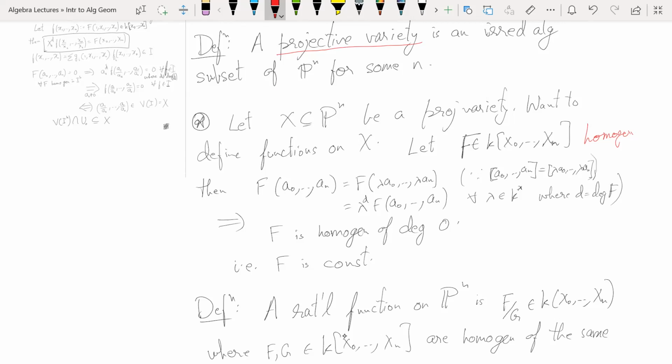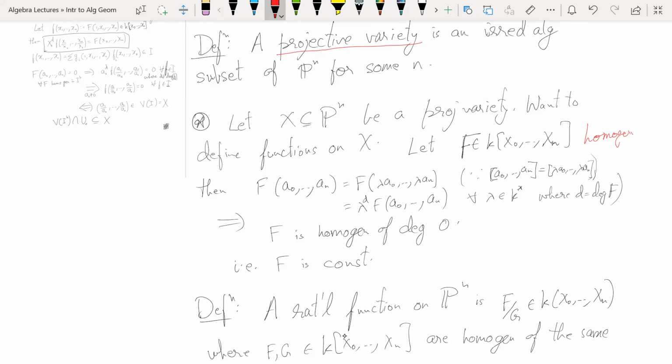Yeah. So that tells you that if you want to define functions on X which are given by some sort of polynomial, and it should make sense on whole of X, then there are not too many. So there are only constants. Yeah. So that gives us some restriction on these projective varieties. There are not too many functions on projective varieties defined by polynomials in some sense.